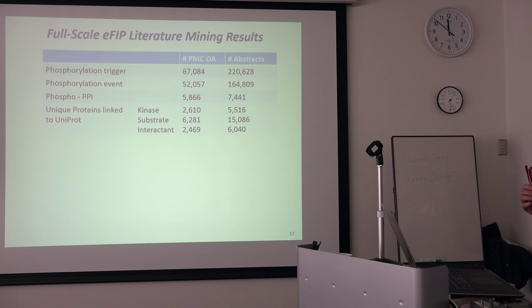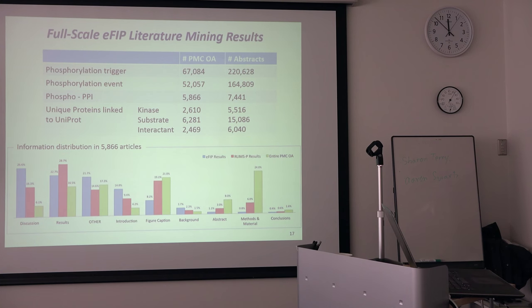So we mine the entire scientific literature, the full PubMed abstracts, but also all the open access full-length articles. Whatever full-text articles we have access to, we will be able to mine. We have essentially done the full-scale mining for the RNSP, the EFIP, and so forth, and we have identified, from the abstracts and the PubMed Central open access articles, different numbers of phosphorylation events and PPI events, and many of those we can link back to the UniProt identifiers, the kinase, substrate and interactants.